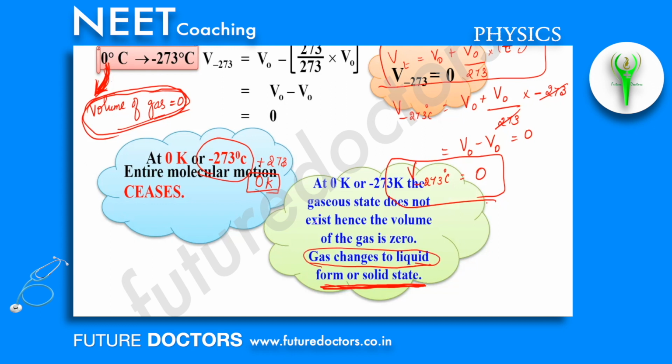So at 0 Kelvin, all the molecular motion will stop. So the gaseous state does not exist. Hence the volume of gas is 0.